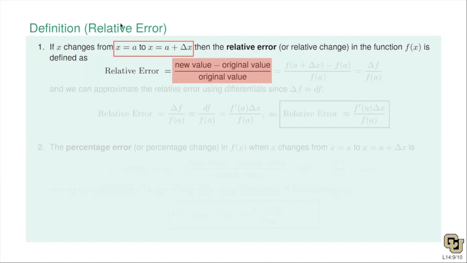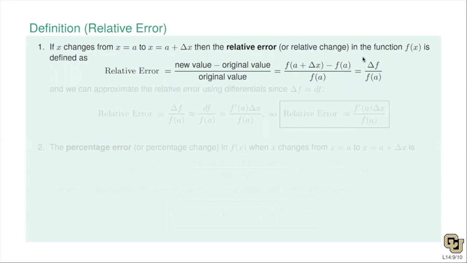In this context, the new value minus the original value looks like this: f of a plus delta x is the new value, minus f of a, the original value, divided by f of a, the original value. So in context, the relative change in terms of our formulas would look like delta f over f of a. And if you multiplied that by 100%, that would tell you the percent change. So where does calculus come into this? So far, this is all just algebra.